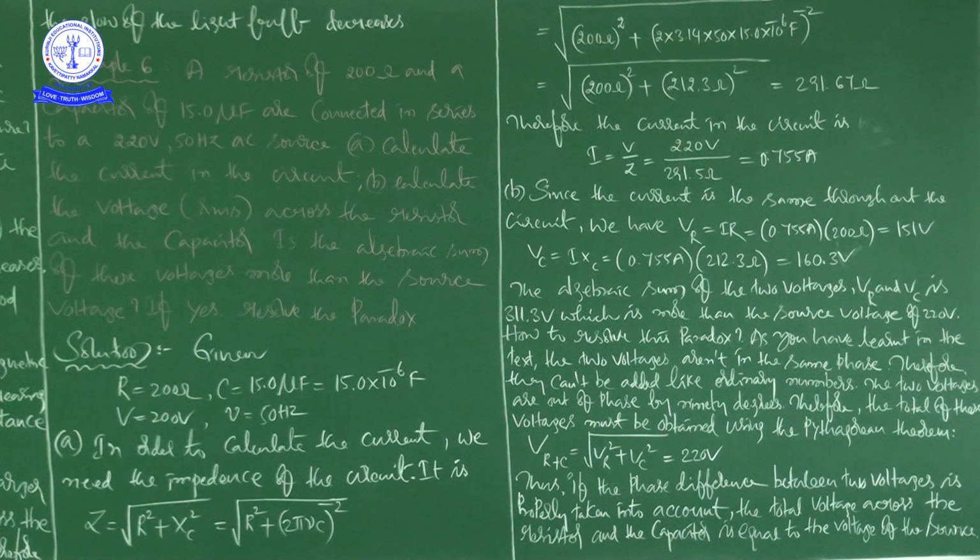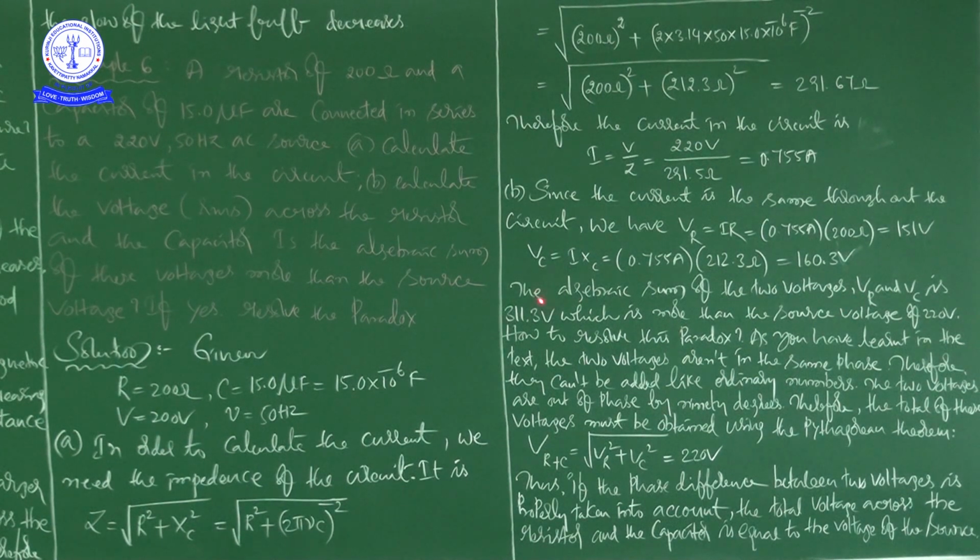Right, see here, since the current is the same throughout the circuit, because these things are connected in series, we have VR equal to I into R. I is 0.755 into R is 200 ohms. That is equal to 151 volts. So this is the voltage across the resistor.